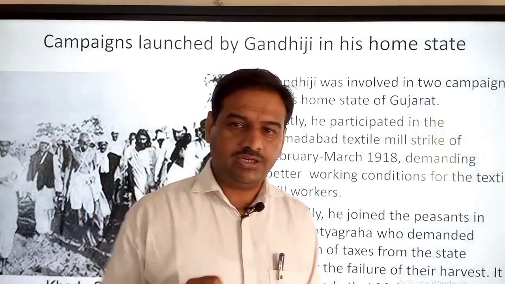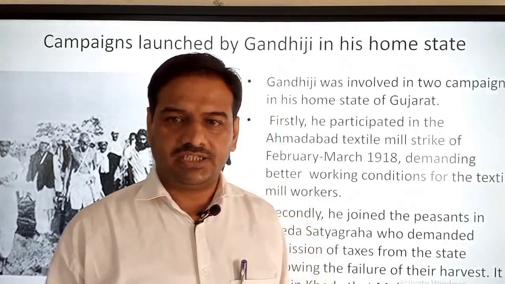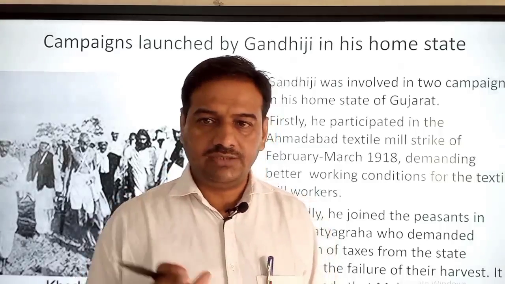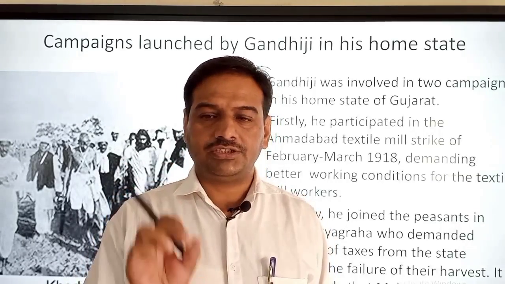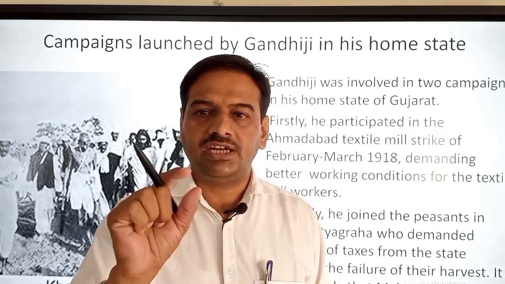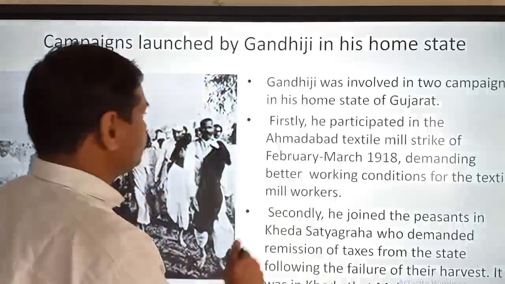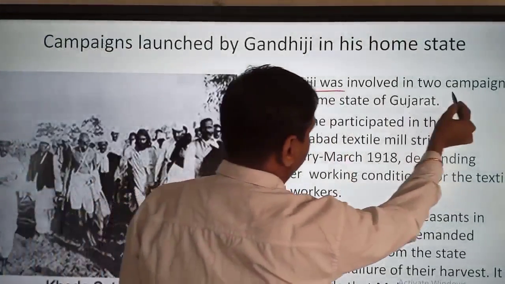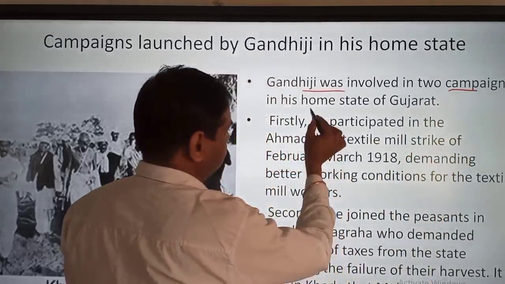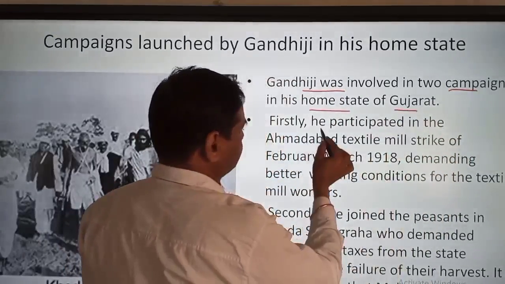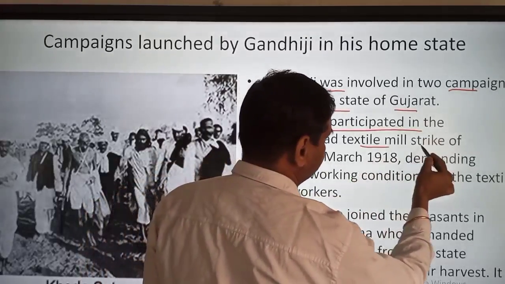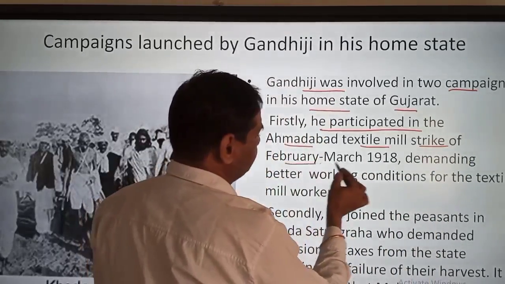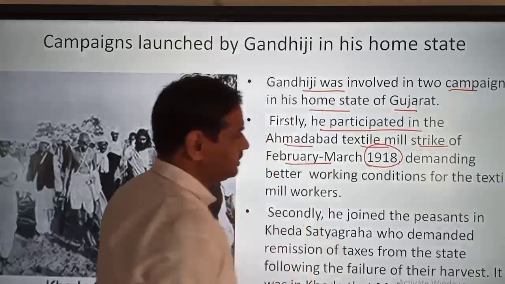Then there was another movement. The very next year, in 1918, it was again started by Mahatma Gandhi in his home state, that is Gujarat, and it is known as the Kheda Satyagraha. So Gandhiji was involved in two campaigns that year in his home state of Gujarat. Firstly, he participated in the Ahmedabad textile mill strike, in February-March 1918.